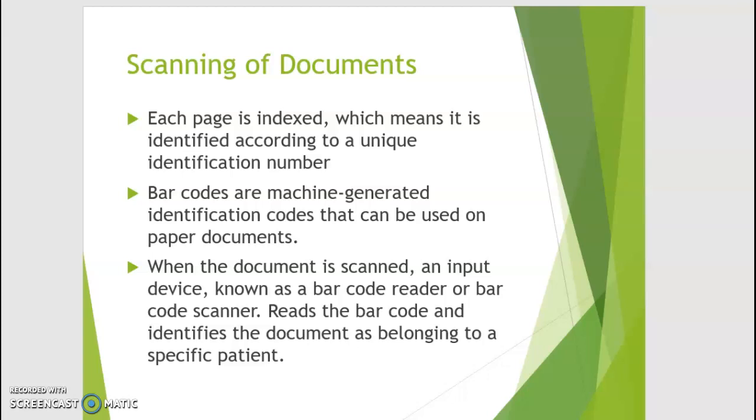Scanning of document, you have each page's index. That means you're looking at each unique identification number of each patient. That way it goes into the correct chart. Barcodes are machine-generated identification codes that can be used on paper documents. So when the document is scanned, an input device known as a barcode reader, and everybody knows what that is because anytime you scan groceries or any items, if you go to Target, Walmart, or the grocery store, it comes out with a specific amount. Where this, when you read the barcode, it comes out to a specific patient.